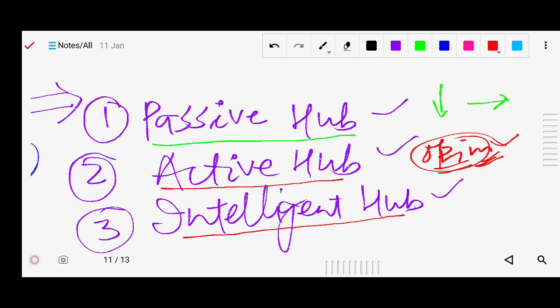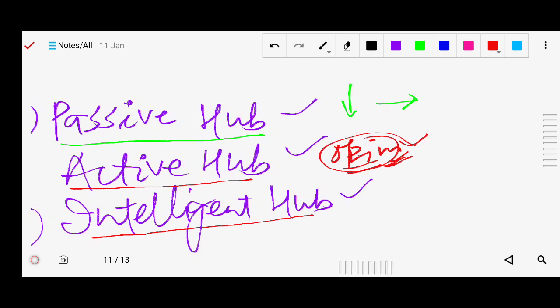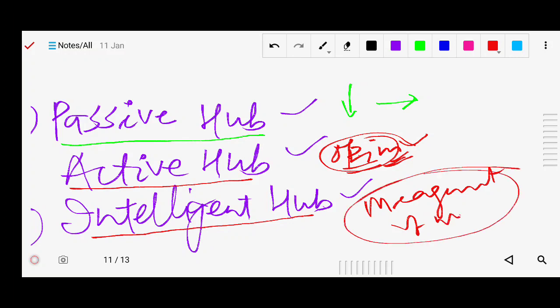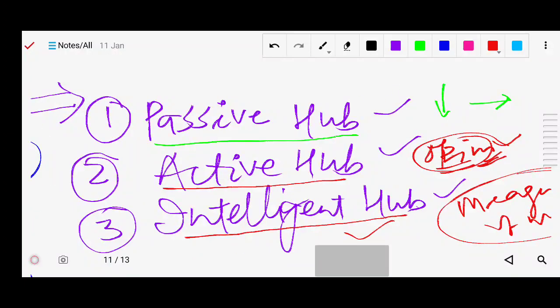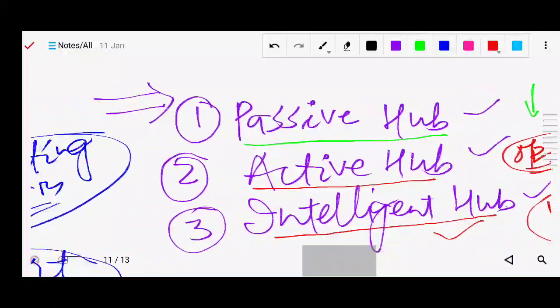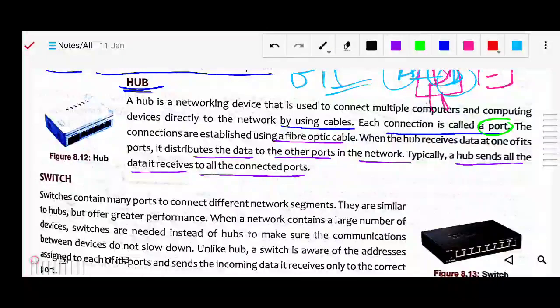In the case of the intelligent hub, it does the management of the network. Sometimes there is congestion in the network, with many signals coming at the same time. So an intelligent hub can work intelligently on what is urgent and required. That management work is done in the intelligent hub. So there are three kinds of hub: passive, active, and intelligent. And what is the purpose? To connect the devices.